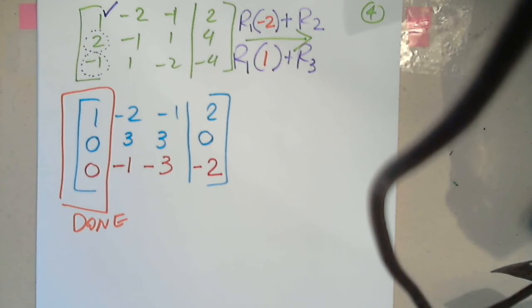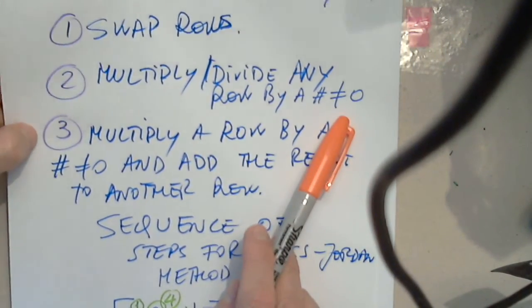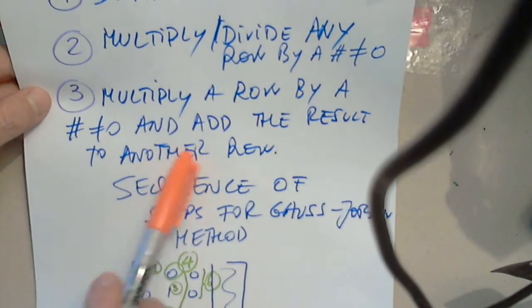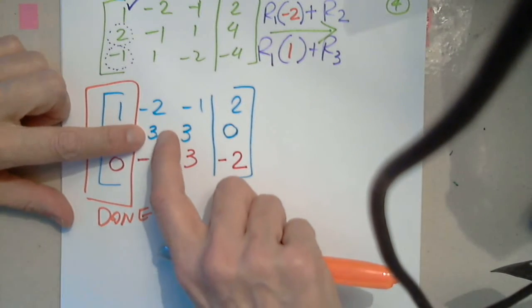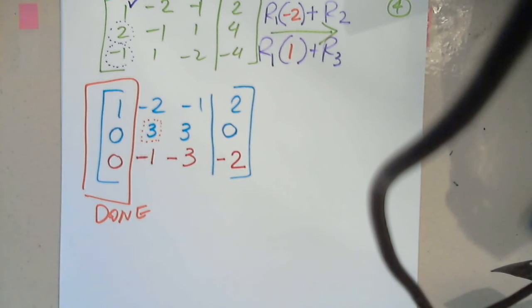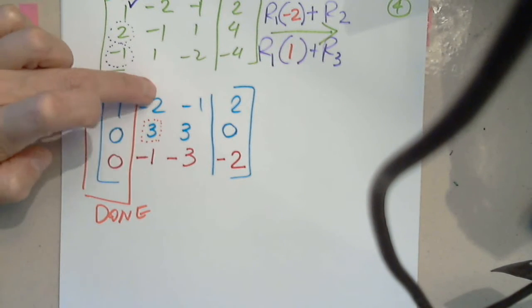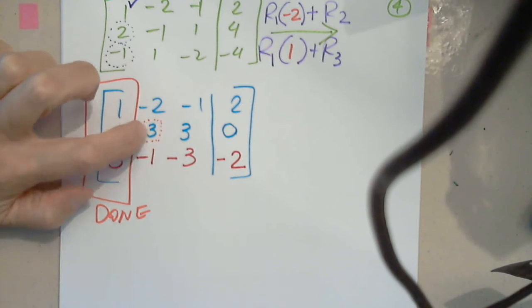And remember, we only have 3 operations. We can swap rows, we can multiply or divide any row by a non-zero number, and we can multiply a row and add it to another, and that's exactly what we've been doing. So, is there a way of getting a 1 in here? This needs to be 1, because if it is not 1, I have difficulties getting the zeros up and down. Can I apply any of those operations that I'm allowed to apply in a matrix of a system that will change this into a 1?